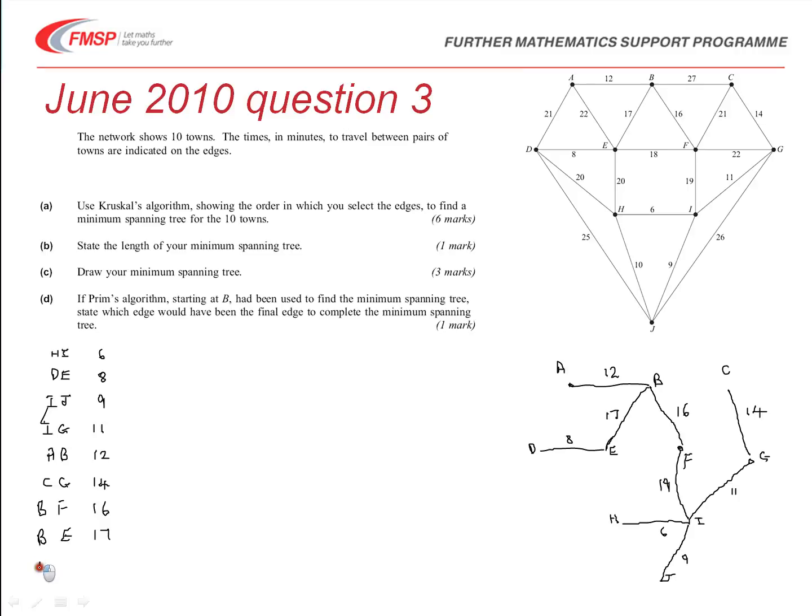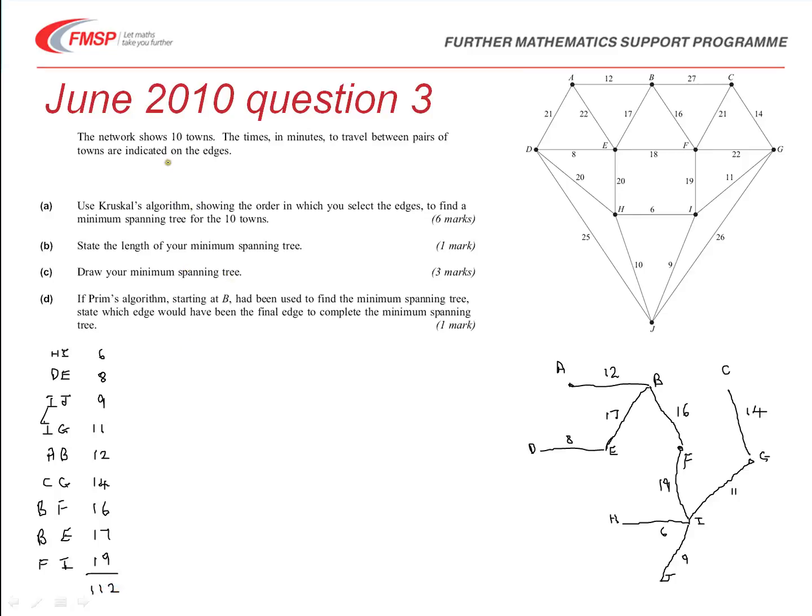We can see that has now created our tree. We have 9 edges in our list, and you'll notice the length of the edges is ascending as we go down. That seems appropriate. If we total up that list, we get an answer of 112.